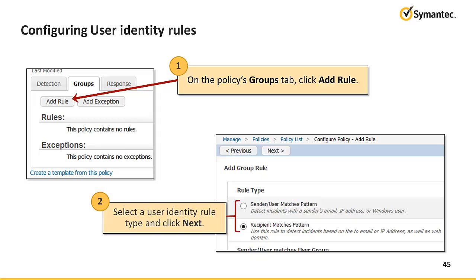User identity detection matches patterns and messages from email senders and recipients, Windows users, IM users, URL domains, and IP addresses. To add a user identity rule to a policy, click the Policies Groups tab and select either Sender User Matches Pattern or Recipient Matches Pattern.